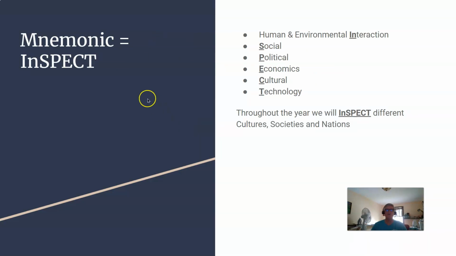Okay, so if we put those all together, we get the mnemonic InSPECT, and there's how they play out. Throughout the year, we're going to inspect different cultures, societies, and nations. So that's kind of your overview. Now you'll be able to get into the rest of the assignment and hopefully understand where you're going from there. Please get a hold of me with any questions.